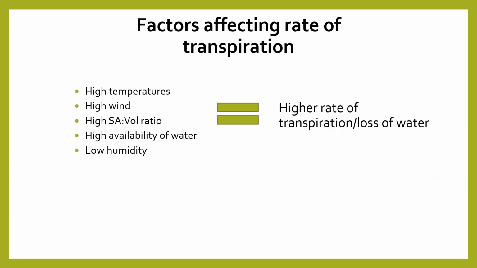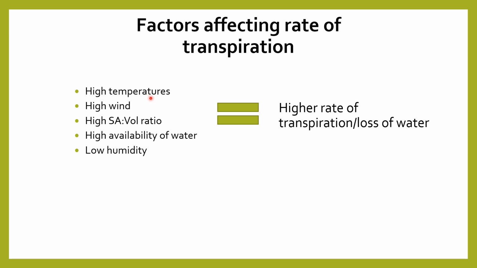So now that we know that regulating transpiration is important for the survival of plants, let's look at factors that affect the rate of transpiration, because if the rate of transpiration is too high, we will have too much water loss and the plant will die. So we have high temperatures.